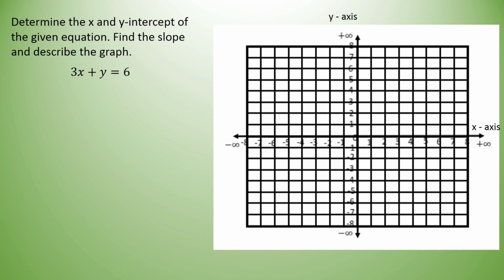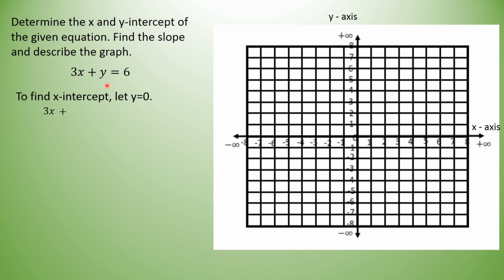So, let us determine the x and y-intercept of the given equation. Find the slope and describe the graph. Okay, so first, let us find the value of x and y-intercept. Para makuha natin ang x-intercept, we have to let y be equal to 0. So, substitute natin yung 0 as the value of our y.